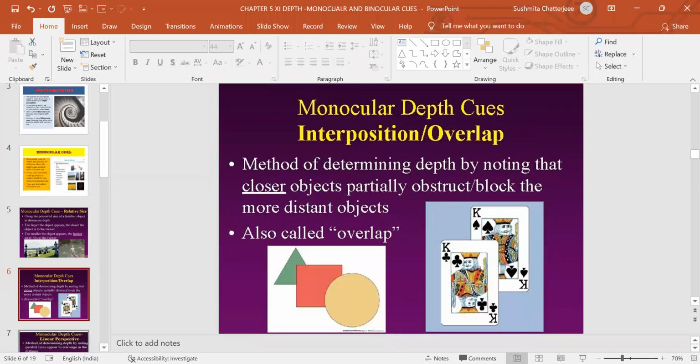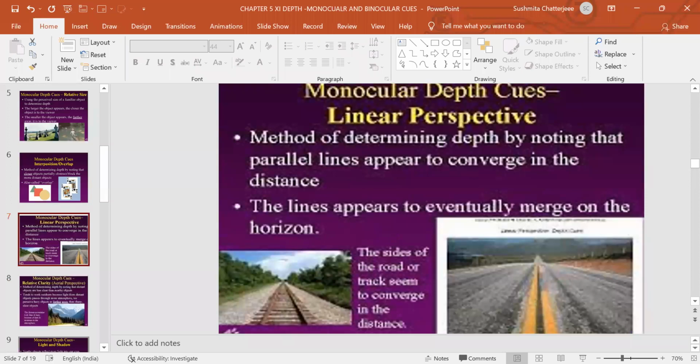Next is linear perspective. This reflects a phenomenon by which distant objects appear to be closer together than nearer objects. For example, when you are walking or moving by car on the road, you can see the trees at both sides of the road converging at a vanishing point at the horizon. Similarly, it happens with the railway tracks, as you can see in this particular slide. The railway tracks seem to converge at a vanishing point with increasing distance. The more the lines converge, the farther away they appear.